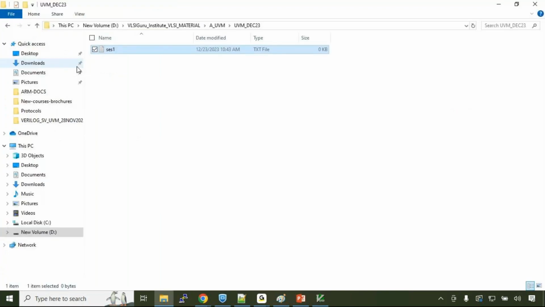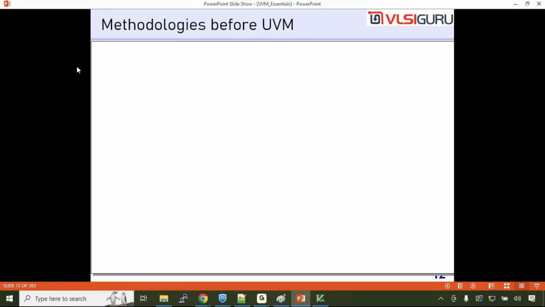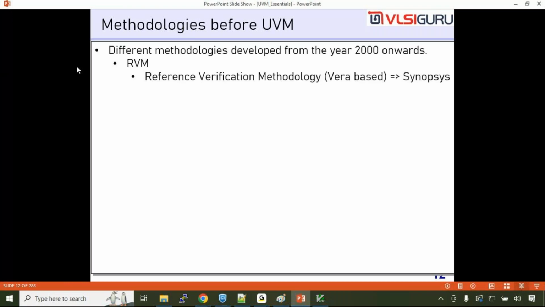Let's next understand what the methodologies were before UVM. Was UVM the first methodology in VLSI? No, there were a lot of methodologies. Finally, everyone ended up using UVM because it is more efficient. Different methodologies were developed from the year 2000 onwards. UVM started becoming more prominent from 2008, 2009. You can say 2009 onwards, it became more prominent, where the industry almost started shifting to UVM.